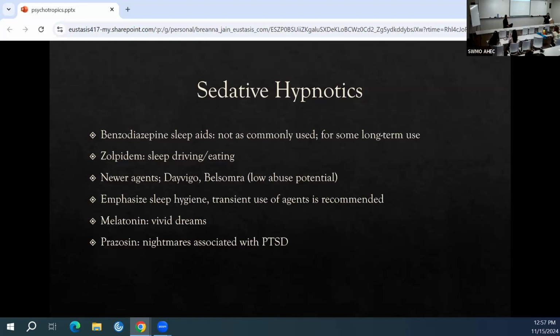Melatonin is fine. It can cause very vivid dreams. And then we use prazosin off-label for nightmares associated with PTSD. Talk to them real fast about obstructive sleep apnea and narcolepsy. I have a slide on that next.